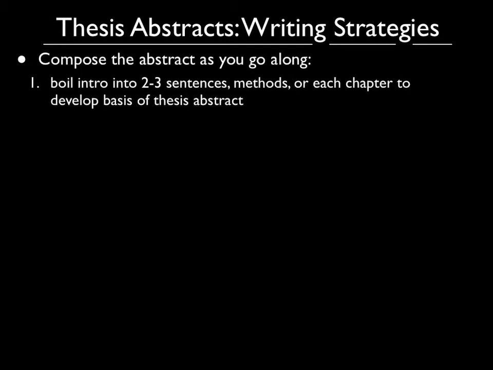A couple of really key strategies for writing your abstracts. If you can, compose the abstract as you go along. So as you're doing your introduction, you might finish your introduction and try to boil it down to 2 to 3 sentences. Similarly, as you're writing your methods, you might do the same thing. And that allows you to develop the basis of your thesis abstract as you're going along.